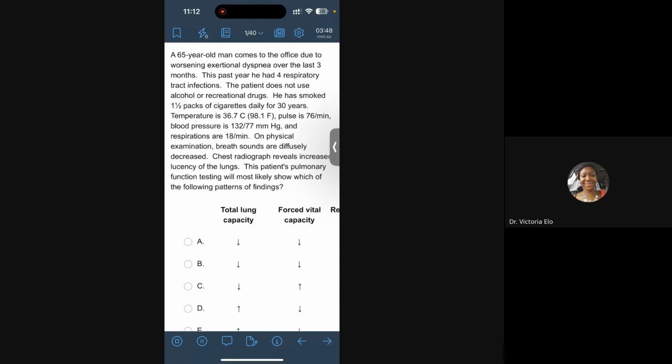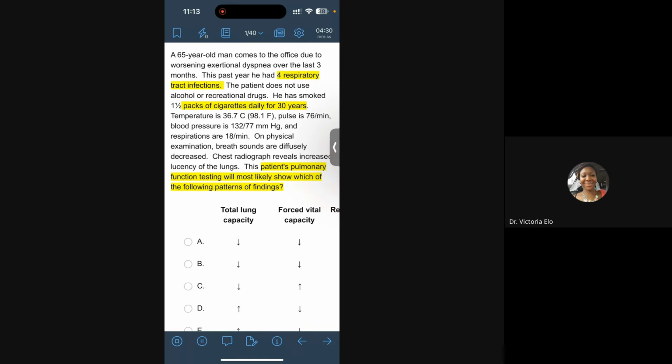Question number one. Pulmonary function testing. First, try to diagnose the patient. What is the age? 65. What are the symptoms? Worsening exertional dyspnea over the last 3 months. For this past year, he had 4 respiratory tract infections. He has a risk factor of smoking cigarettes, and the most common disease whose risk factor is smoking is COPD.